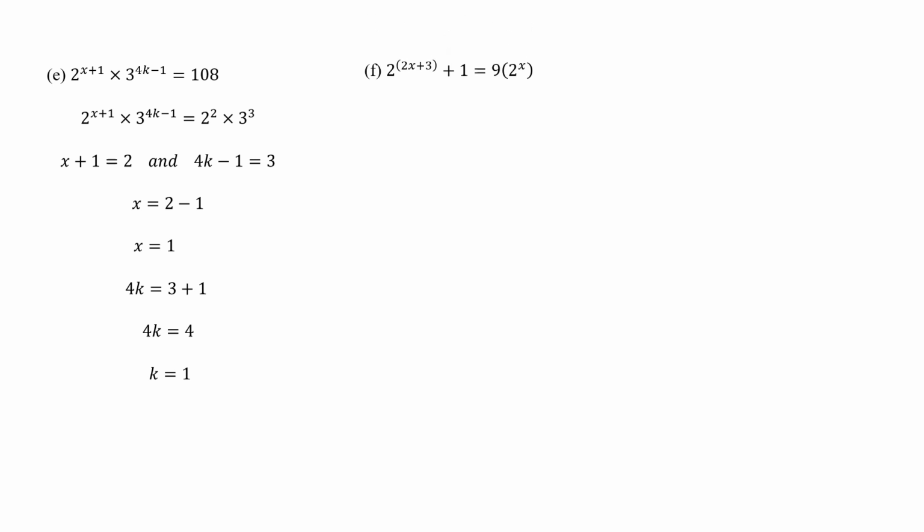We go to part F. We have 2 power 2x plus 3, plus 1, to be equal to 9 into 2 power x. This equation is going to take us to quadratic equations. I hope you still remember the quadratic equations, how we solve them. If you don't remember, you can go to the ordinary level mathematics videos and try to recall how we used to do those quadratic equations.